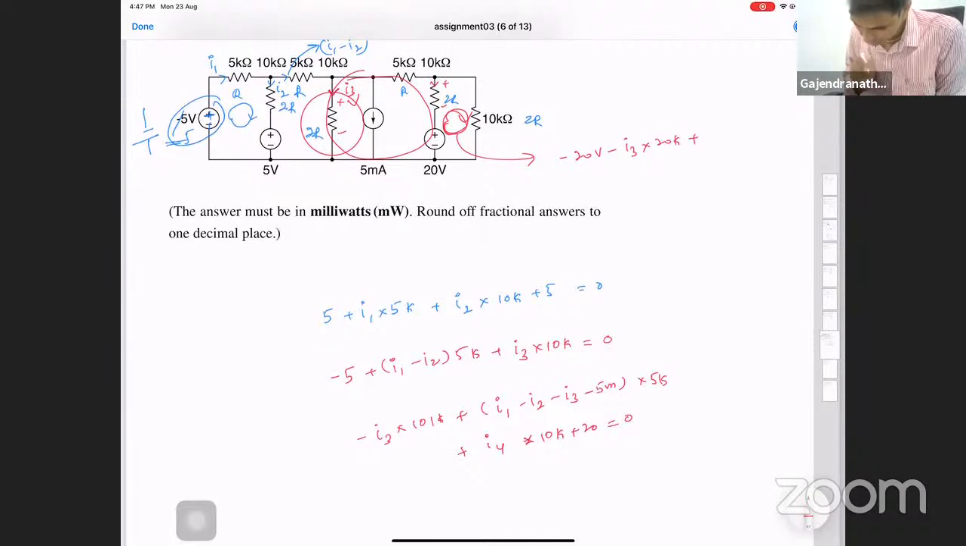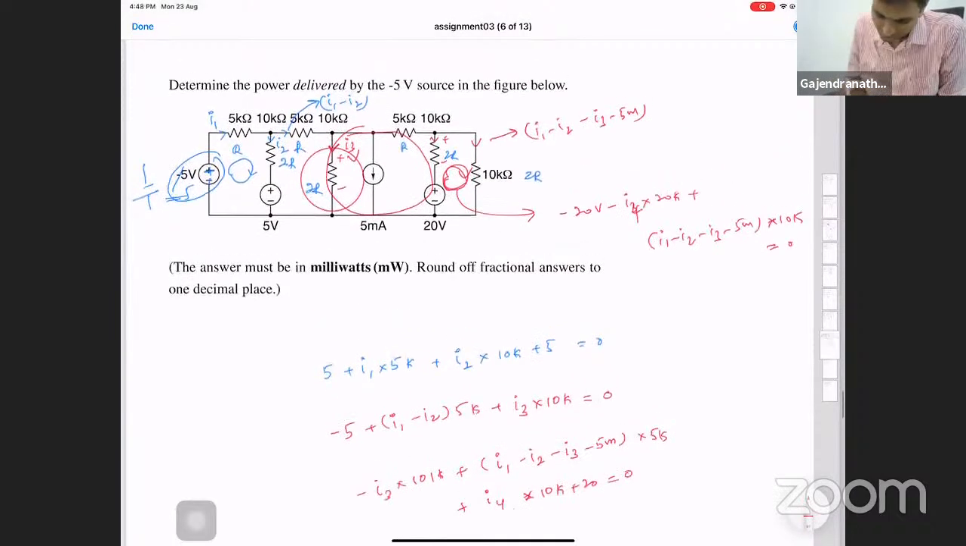yeah, that's an I4 times 20K. So if this is an I4, then the current which is entering here in this branch is I1 minus I2 minus I3 minus 5 milli. So I1 minus I2 minus I3 minus 5 milli multiplied by 10K is equal to 0. So basically you have 4 unknowns and 4 equations. You can solve them and figure out the I1.